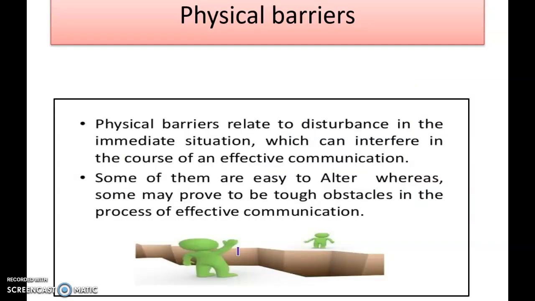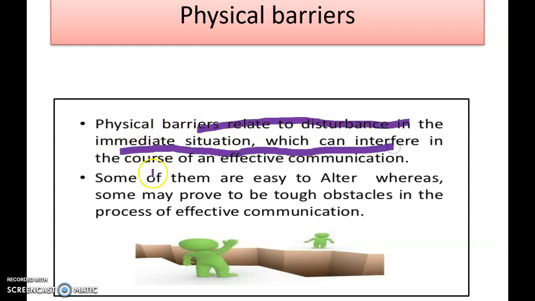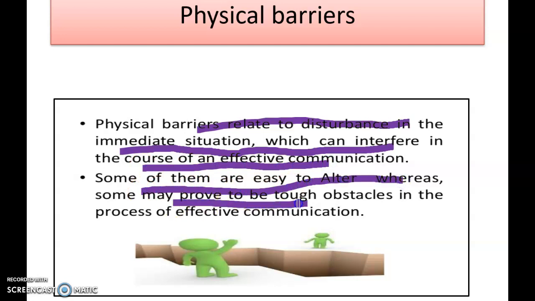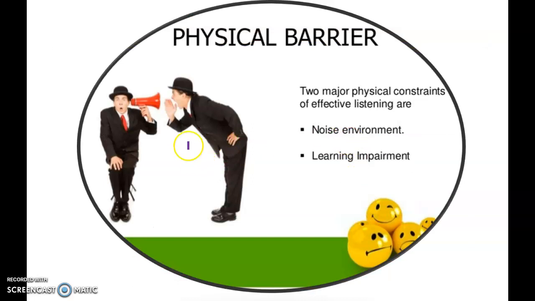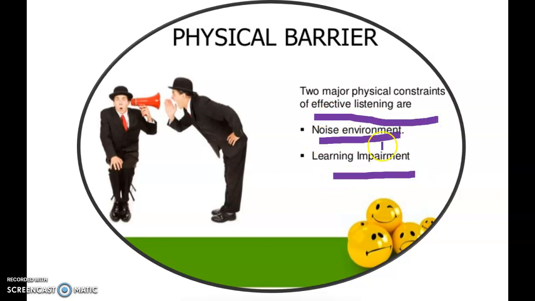Now we will go for the physical barrier. Physical barriers relate to disturbance in the immediate situation, which can interfere in the course of effective communication. Some of them are easy to alter, whereas some may prove to be tough obstacles in the process of effective communication. So that is the physical barrier. Two major physical constraints of effective listening are noise environment and hearing impairment.